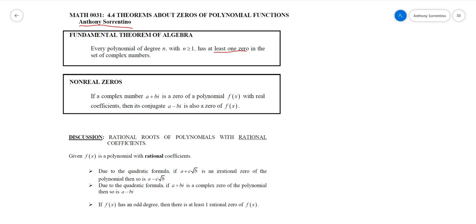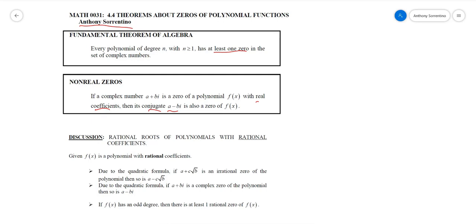Non-real zeros. If a complex number a plus bi is a zero of a polynomial f of x with real coefficients, then its conjugate is also a zero of f of x. Basically what that's telling you is that non-real zeros come in pairs. And that's basically as a result of the quadratic formula again.